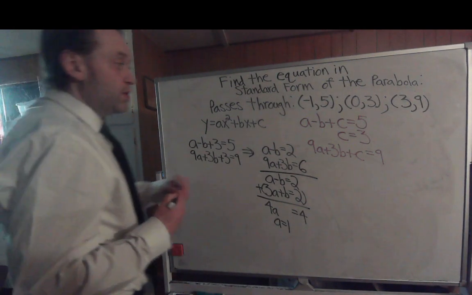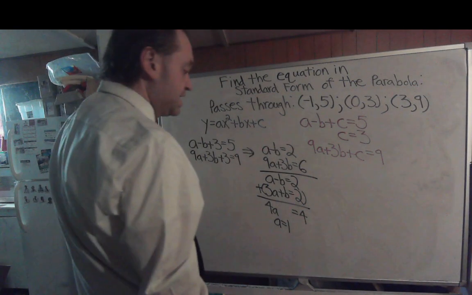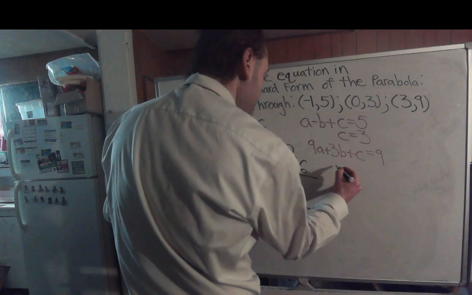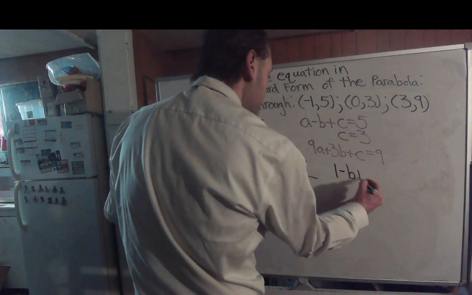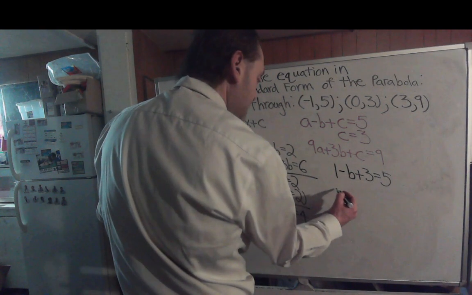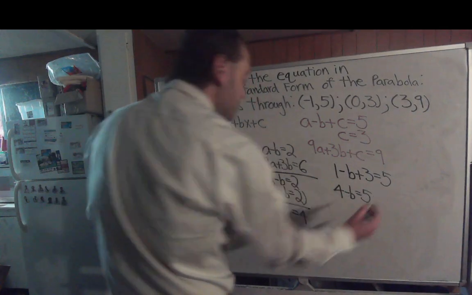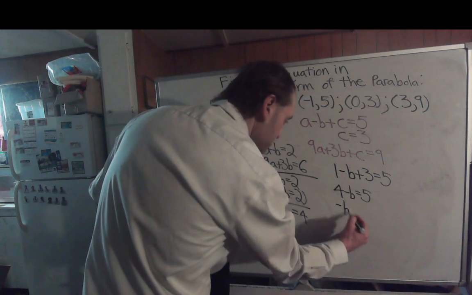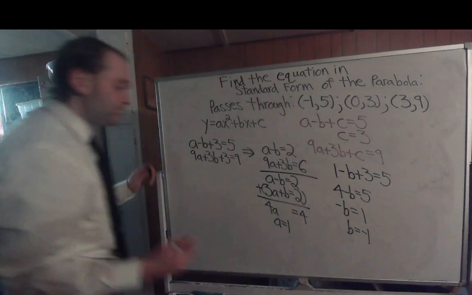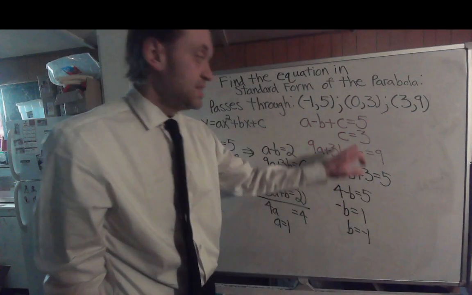Now, we already know a and c. Take both of your a and c values and substitute it into any one of these other equations and solve for b. So a is 1. 1 minus b plus 3 equals 5. So that would have to mean 4 minus b equals 5, which would have to mean negative b equals 1, so b would have to equal negative 1. So we found a to be 1, b negative 1, and then c 3.